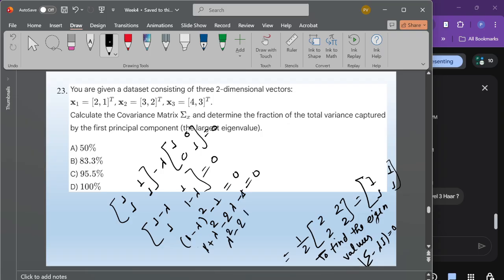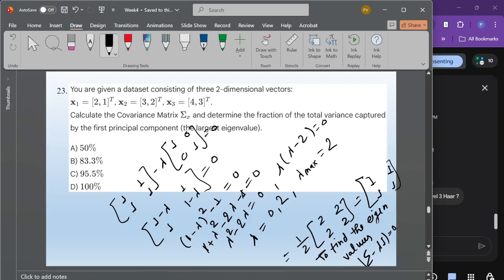Lambda square minus 2 lambda is equal to 0. If you take lambda as a common factor, lambda minus 2 is 0. So what are the two different lambda values? 0 and 2. What is the corresponding maximum? Lambda maximum is 2, right? Now we need to find the fraction, because they have asked for the fraction of the total variance.